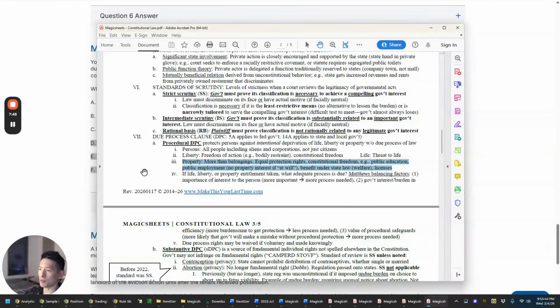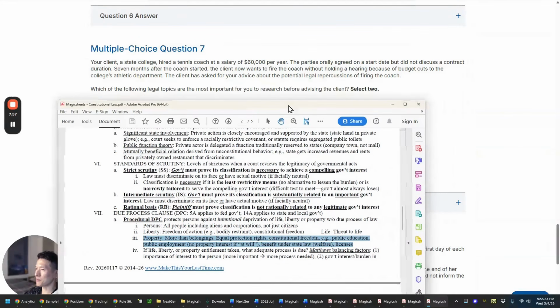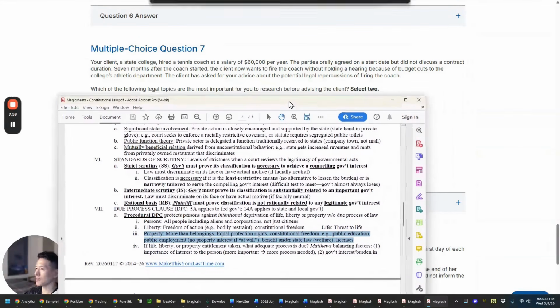So of these three entitlements, I think property could be a right that's being encroached upon. In the case of our client, it's a state college, so it is a public employer, and the coach is a public employee. So there could be a property interest that's being violated if the firing happens without holding a hearing. Thinking back to question 1, with every constitutional type question, you had to check for standing.